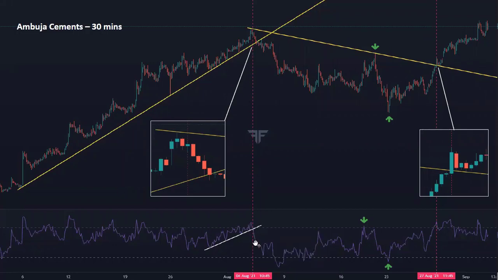If you look at the price, when the RSI went into overbought and when it fell below this trend line, price was still consolidating near the high. So there was no sell signal from the price itself.